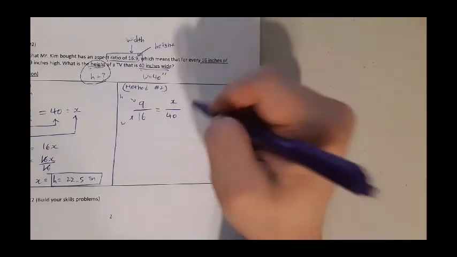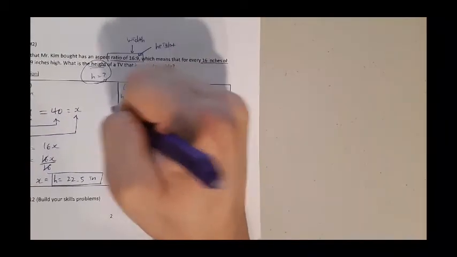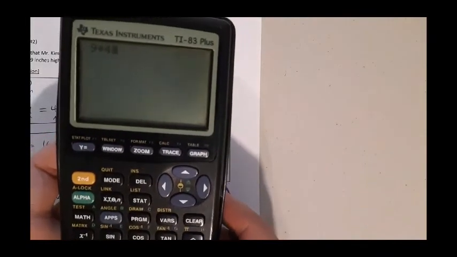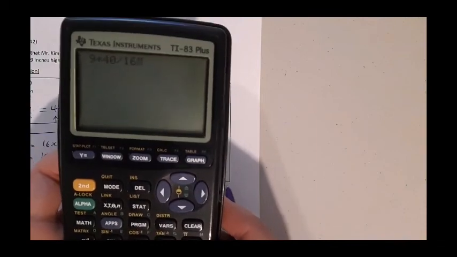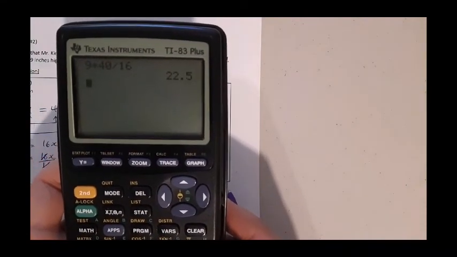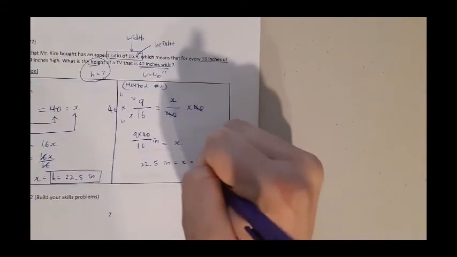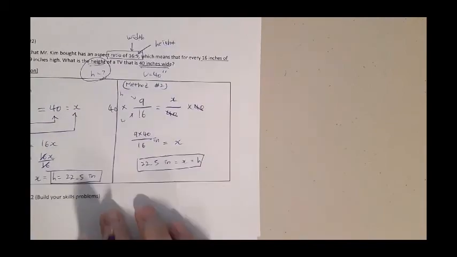So the opposite of division is multiplying, times 40, times 40. So on the left side, I have 9 times 40 divided by 16. And the unit is inches, in case you want to know. And you can use a calculator, 9 times 40 divided by 16. That gave me the exact same number, 22.5. 22.5 inches equals my x, which is equal to my height.